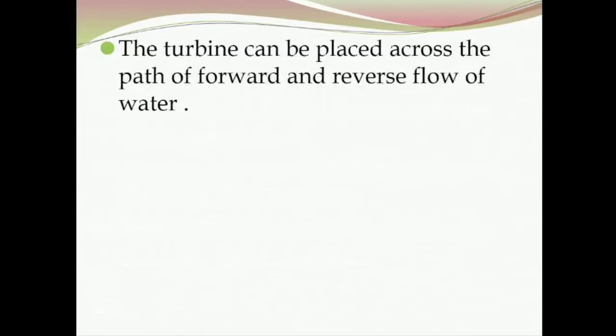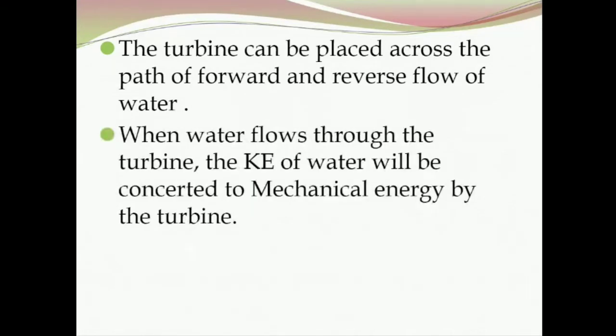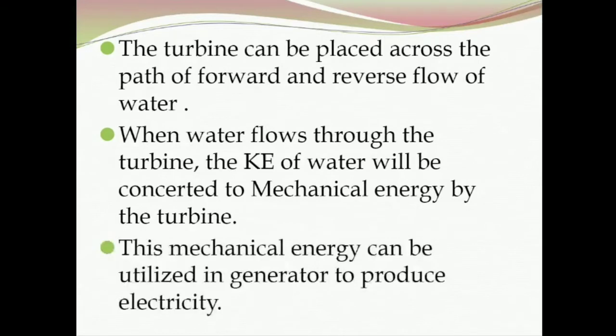The turbine can be placed across the path of forward and reverse flow of water. When water flows through the turbine, the kinetic energy of water will be converted to mechanical energy by the turbine. This mechanical energy can be utilized in generator to produce the electricity.